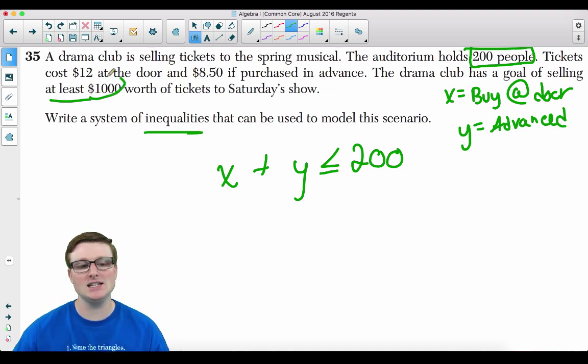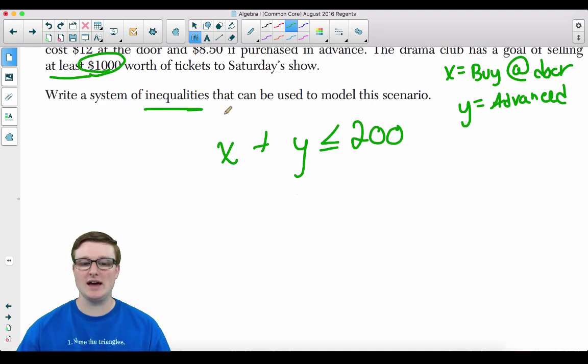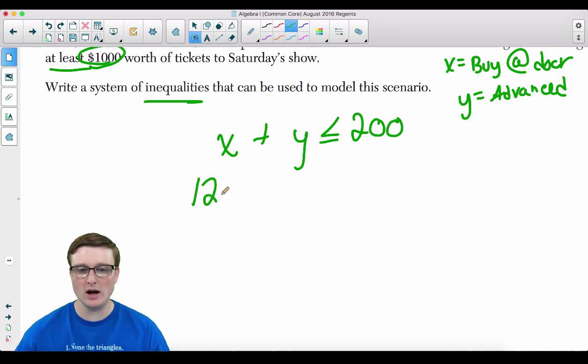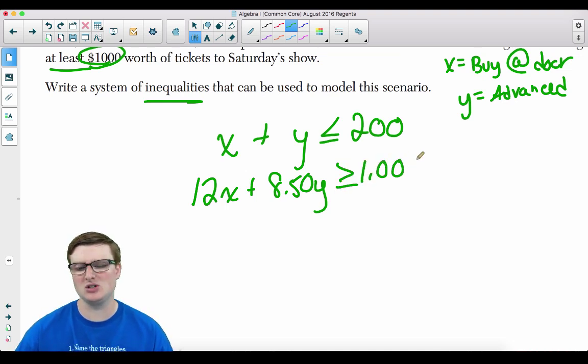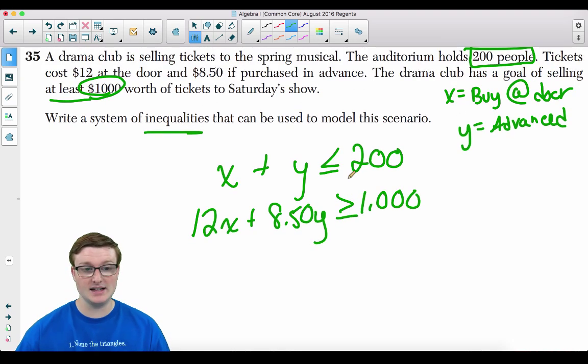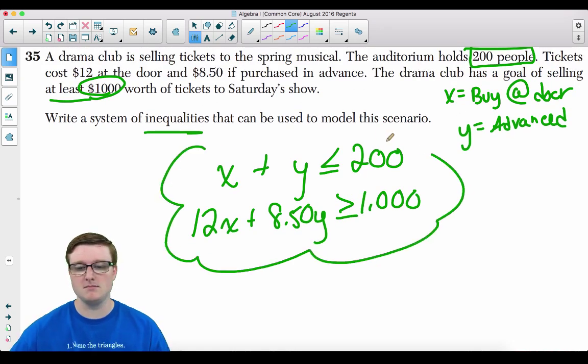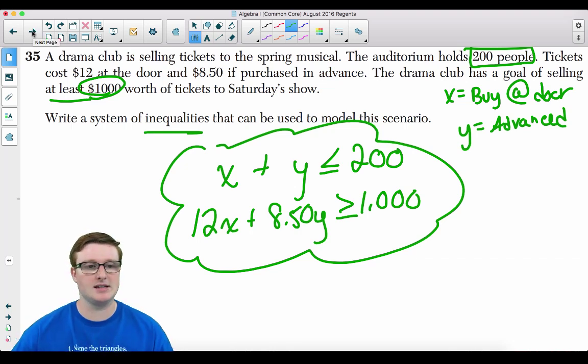Now, they want to sell at least $1,000 worth of tickets. So that is going to be $12 times X plus $8.50 times Y has to be greater than or equal to $1,000 because who wants to stop at $1,000? So it has to be greater than or equal to 1,000. So that's it. Write a system of inequalities. We're done. Basic, simple question. Okay. Chances are they're going to ask us to solve it.